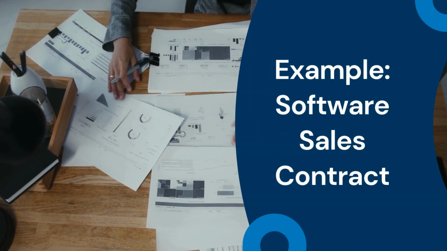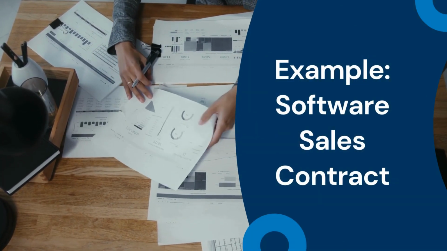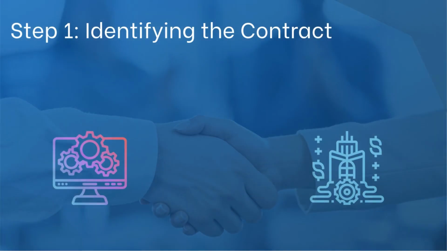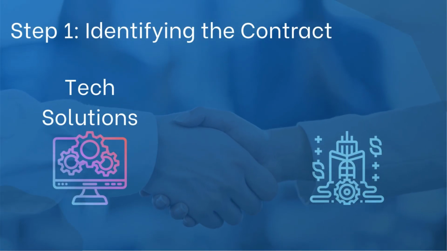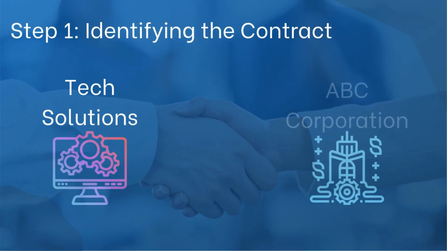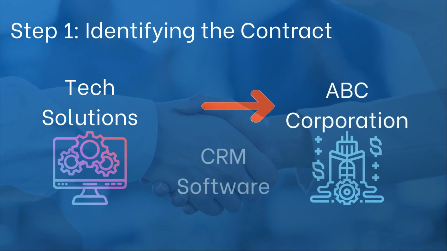Let's break down the 5-step model using a software sales contract as an example. Imagine a software company, Tech Solutions, enters into a contract with a business, ABC Corporation, to provide them with customer relationship management software. The contract is approved by both parties, holds commercial substance, and clearly outlines the software's features, implementation details, and payment terms.